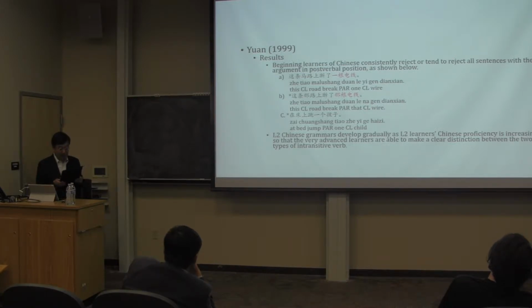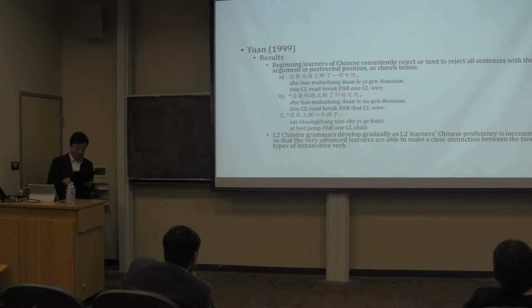Sentence C, the verb 跳 jumped is not an unaccusative verb but an ergative verb, and its argument is external. So the NP, 一个孩子 must raise to the subject position, though it is indefinite. So only the indefinite NP of unaccusative verbs can stay in the object position.